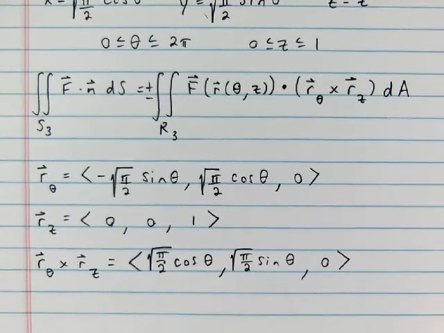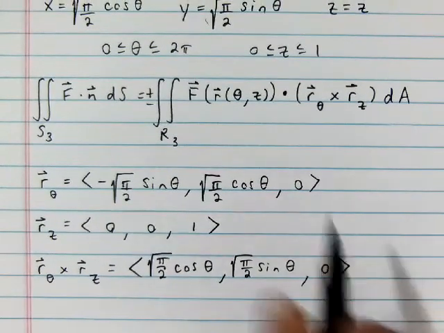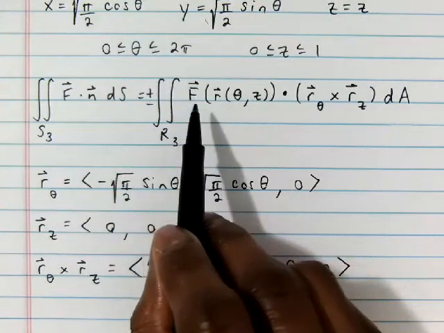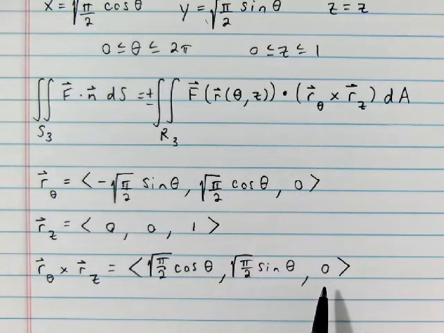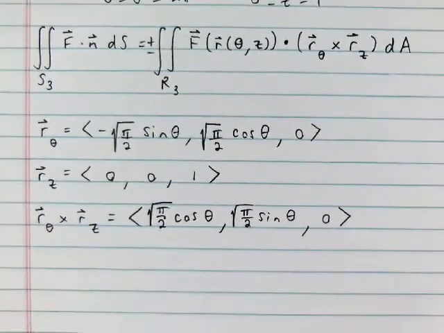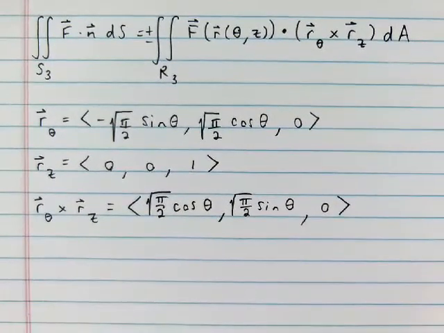Now we're going to take our parameterization, substitute it into our vector field, and we're going to dot that with this, and then we'll be ready to evaluate our integral. And we're just going to pay attention. I'll go back and check at the end whether we need to use the plus or the minus on our integral, and then put that on there.